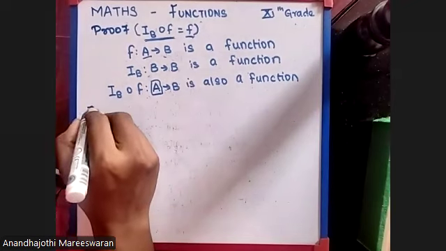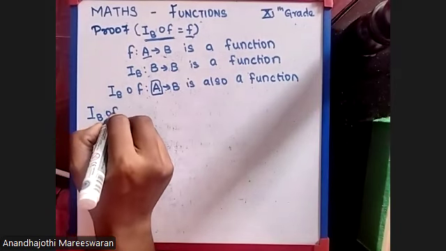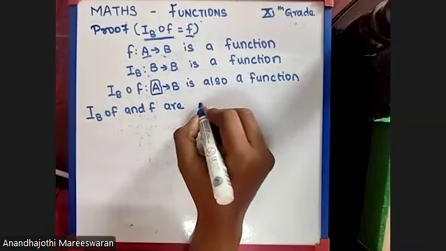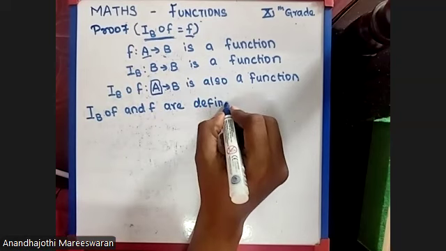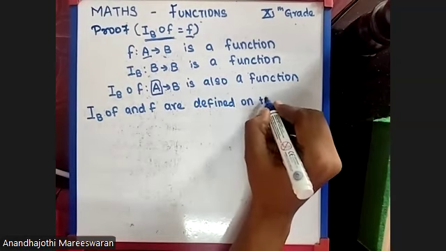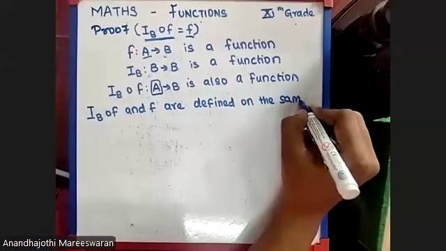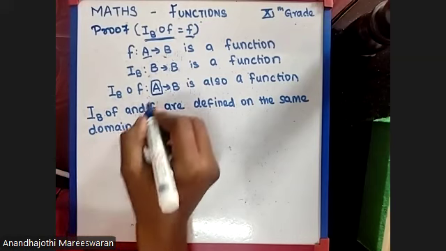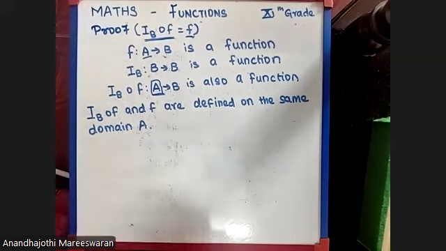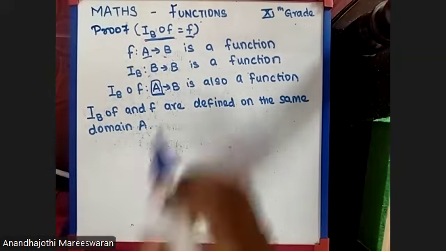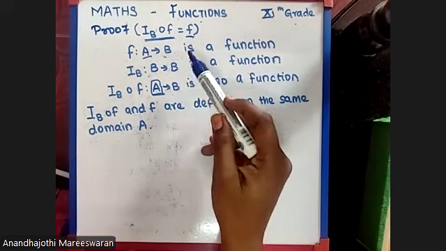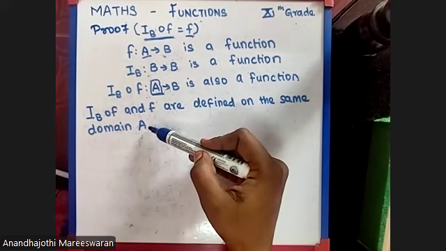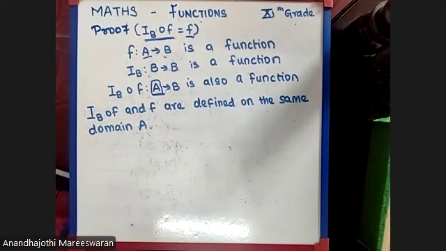Shall we write it down? Yes. I_B circle f and f are defined on the same domain. Which domain? A. Right? So we solved the first step. We were going to find whether both the functions lie on the same domain. We did it. They both lie on domain A. Super. What are we going to do next?